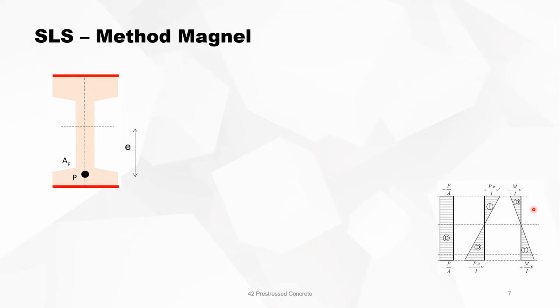Remember now those three stress diagrams, one for the pre-stress, one for the pre-stress bending moment, and one for the external bending moments. Then we can write for the top fiber of a cross-section, okay, there is one portion compression, a portion tension, and again a portion compression, which is just the sum of those three.